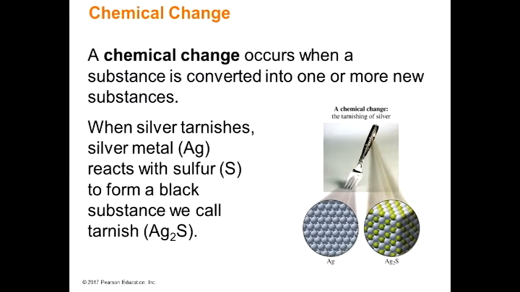All right, a chemical change occurs when a substance is converted into one or more new substances. When it's converted into one or more new substances, we have experienced a chemical change. When silver tarnishes, silver metal reacts with sulfur to turn into a black substance. We get what's this? Silver sulfide. We don't have to tell how many, right? Because silver's a metal and sulfur is a non-metal. Same thing with the green roofs that you see around. They start off kind of orange and they turn green over time. That's what's happening.